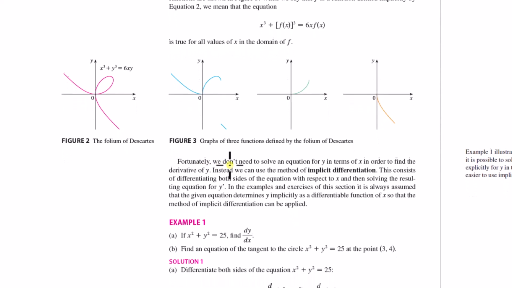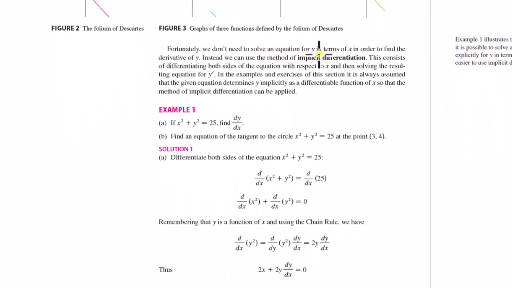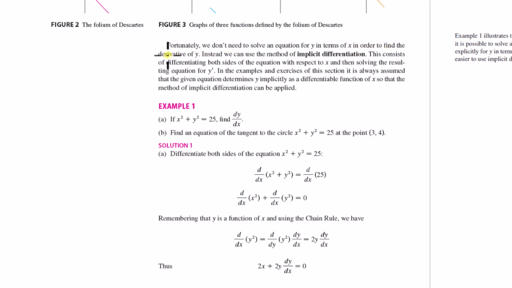Okay, so it says, fortunately, we don't need to solve an equation for y in terms of x in order to find the derivative of y. Instead, we can use the method of implicit differentiation. This consists of differentiating both sides of the equation with respect to x and then solving the resulting equation for y prime. In the examples and exercises of this section, it is always assumed that the given equation determines y implicitly as a differentiable function of x, so that the method of implicit differentiation can be applied.